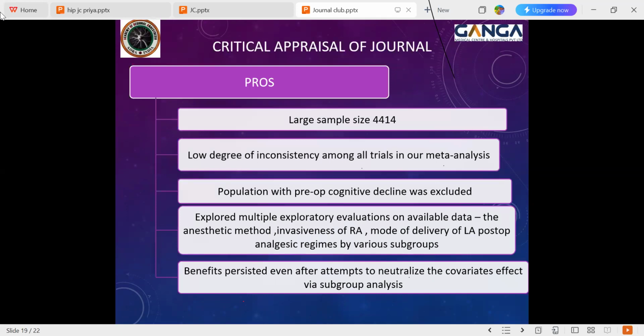Pros: a large sample size was used for this meta-analysis. A low degree of inconsistency is present among all the trials in our meta-analysis. The population with preoperative cognitive decline was excluded. And the meta-analysis explored multiple exploratory evaluations on the available data. That is the anesthetic method, the invasiveness of regional anesthesia, mode of delivery of local anesthetic, post-op analgesic regimes, and various subgroups were all compared. Benefits persisted even after attempts to neutralize the confounding effect via subgroup analysis.